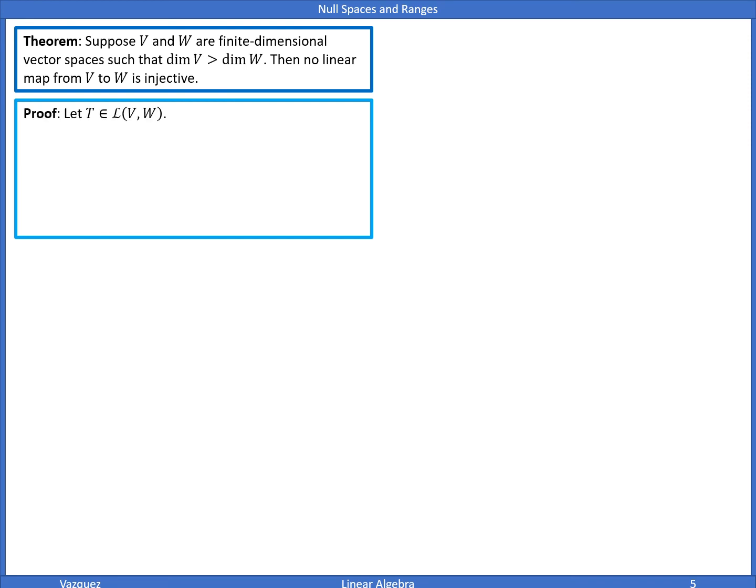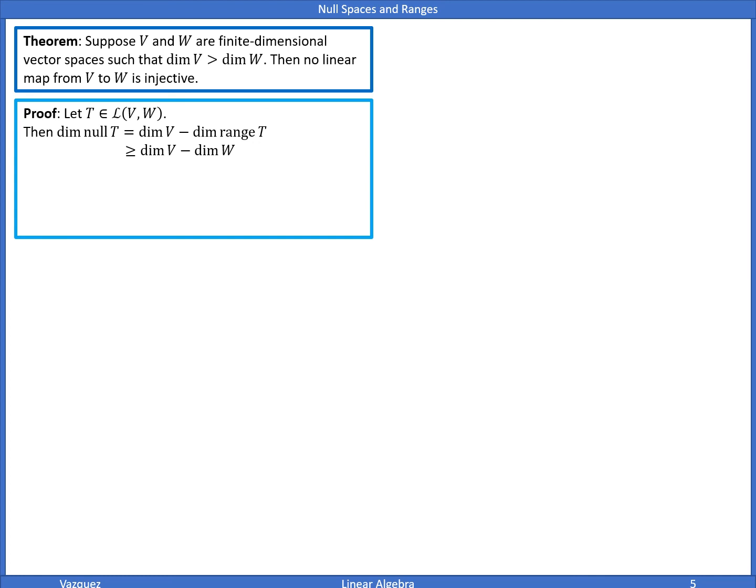Let T be a linear map from V to W. Well, then using the fundamental theorem of linear maps from the last section, we set up the equation: the dimension of the null space of T is equal to the dimension of V minus the dimension of the range of T. So here we move stuff around from the fundamental theorem of linear maps, but we get the equality nonetheless.